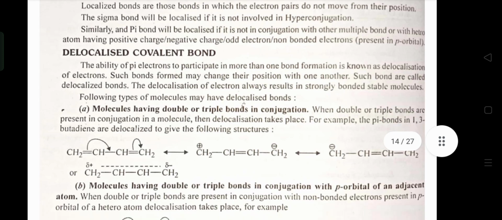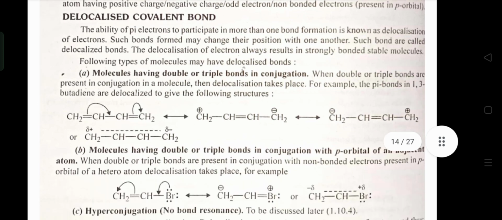Delocalized covalent bond: the ability of pi electrons to participate in more than one bond formation is called delocalization of electrons.